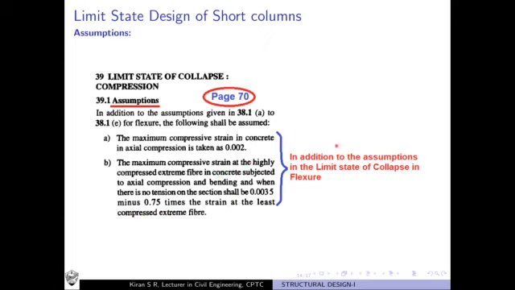So if a question comes in the examination to list the assumptions for compression member designs, then you have to write all the assumptions which you learned for flexural members plus these 2 assumptions also. So this you will find from page number 70.